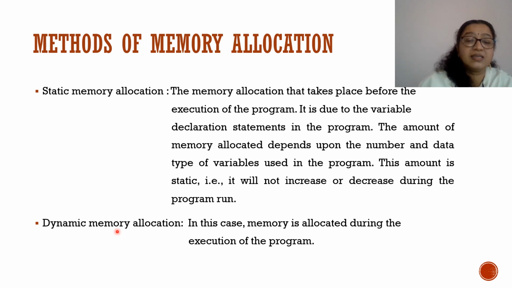Dynamic. So in this case, memory is allocated during the execution of the program. So through the dynamic memory allocation method, at execution time, according to the user's wish, we can create the memory allocation. Clear? That is dynamic memory allocation. Clear now? So first we can study how we can use the static memory allocation method.